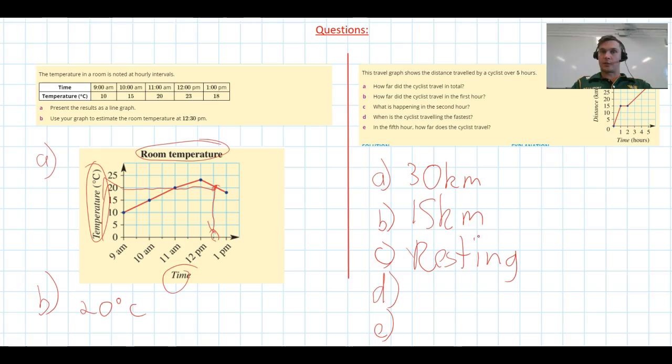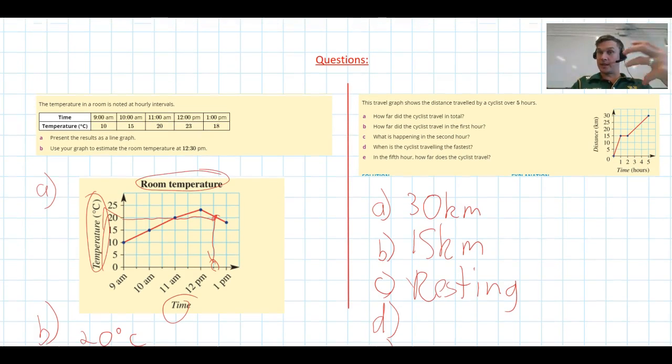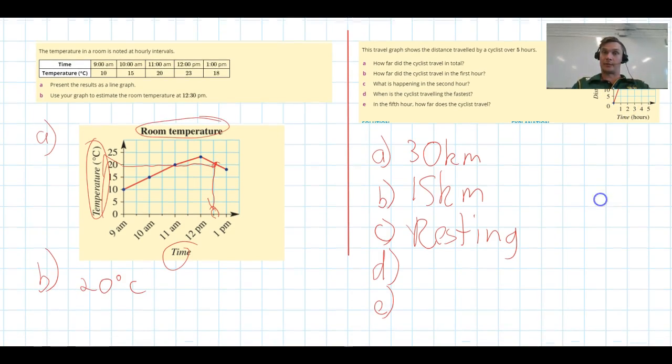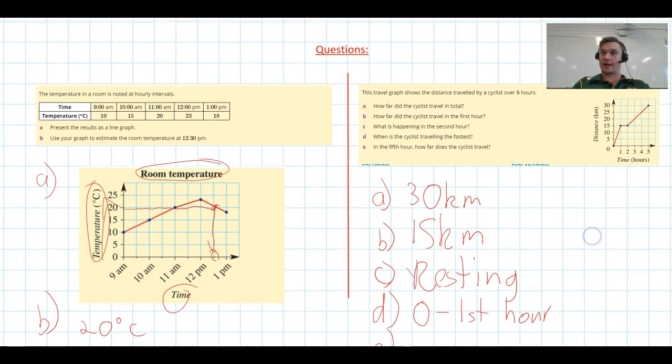Now D, when is the cyclist travelling the fastest? This is where it's really important that we begin to interpret. In the first hour he travelled 15 kilometres, and he's then rested, and then there's a gradual increase between hours 2 and 5. Due to the steepness of this line, I know that's when he's travelled the fastest. So I can comfortably say that the cyclist is travelling fastest in between 0 and the first hour, because that's the steepest line, as we've seen.